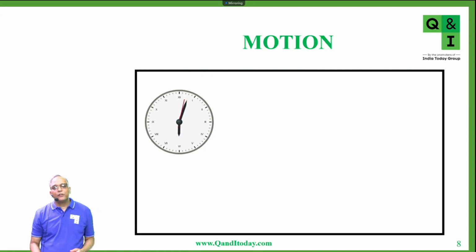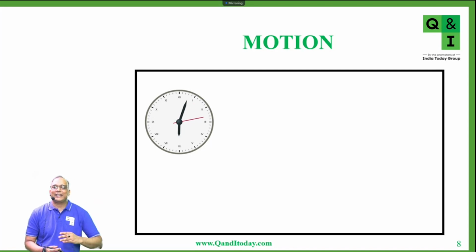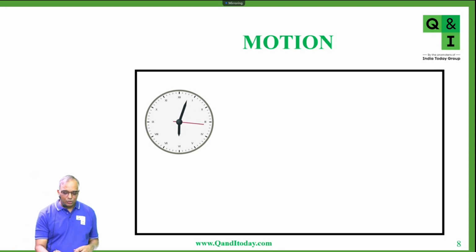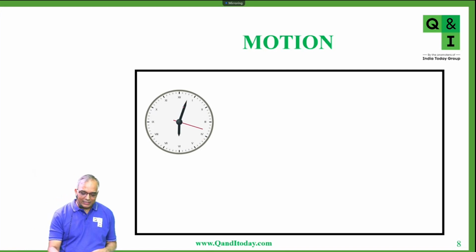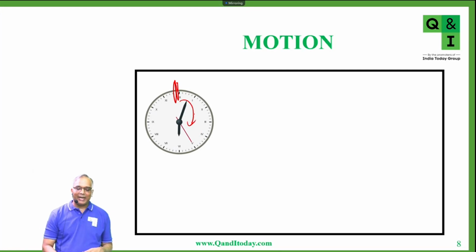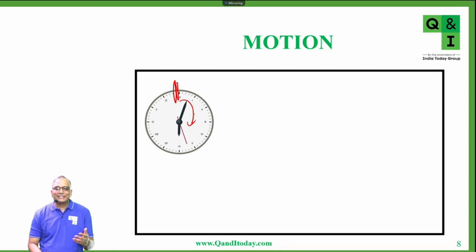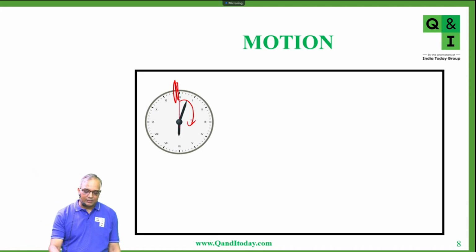Now here also, if you see in this clock, the seconds hand is moving with respect to a fixed position. That fixed position is called the reference point. At times it is also called origin. Here you can see that this was the fixed position from where the seconds hand started moving, and this shows that the seconds hand is moving because it is changing its position with respect to a fixed reference point. Is it clear?